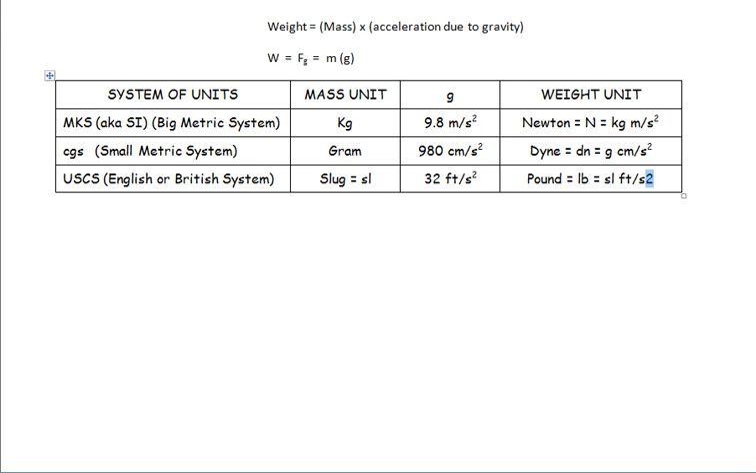In each case, this definition of force specifically means the amount of force that is needed to cause one of these mass units to change its velocity or accelerate at the rate of one of the acceleration units. For example, a pound is the amount of force needed to make one slug accelerate at a rate of 1 foot per second squared. Or a newton is equal to the force that is needed to make 1 kilogram accelerate at the rate of 1 meter per second squared.